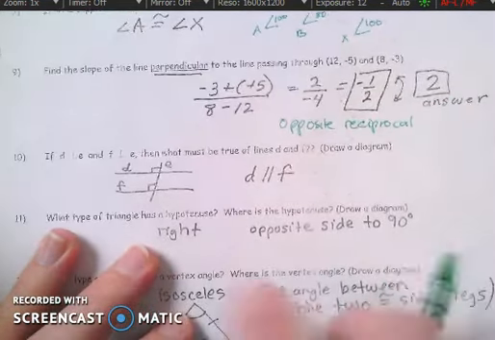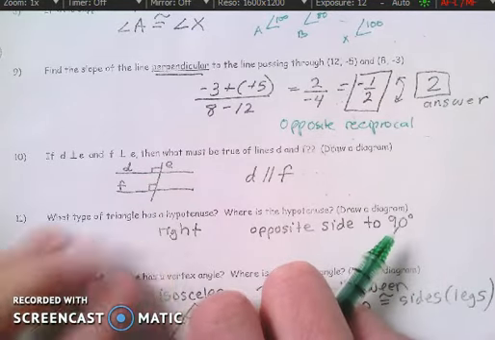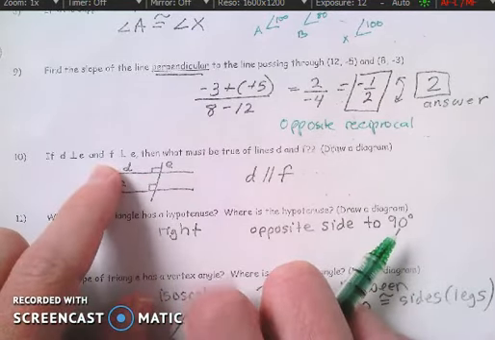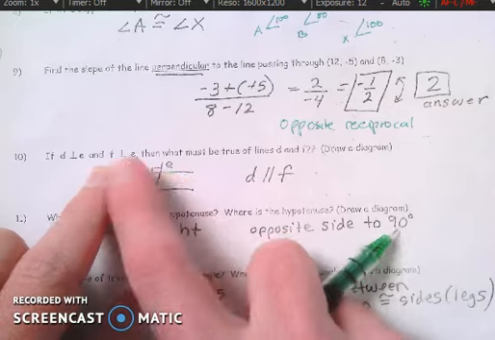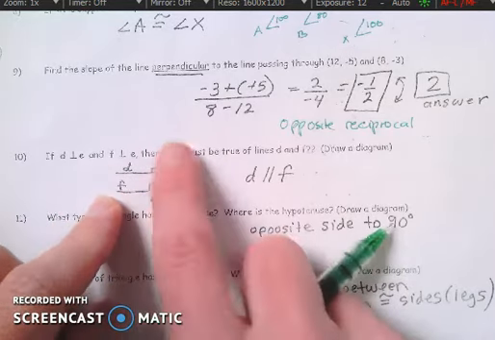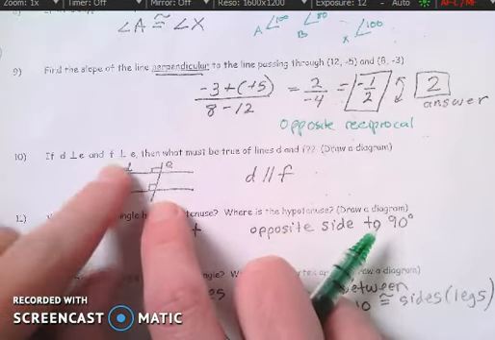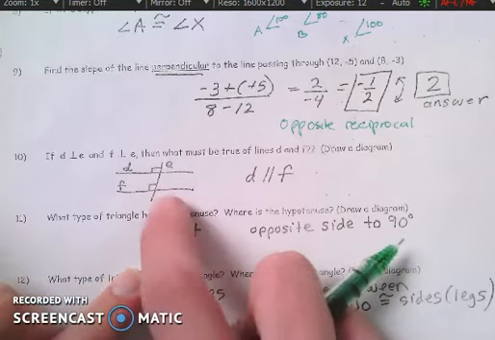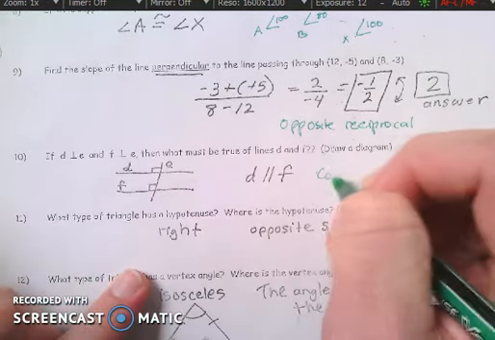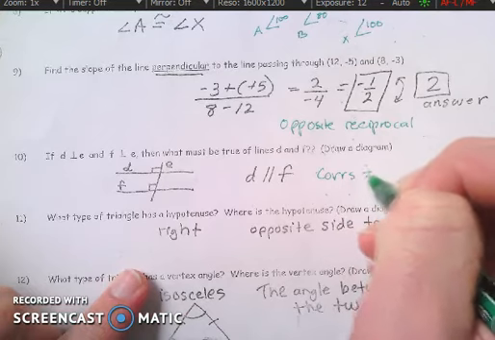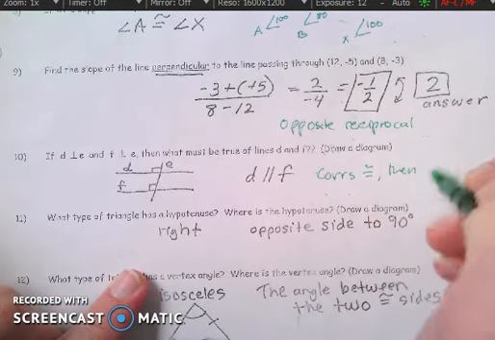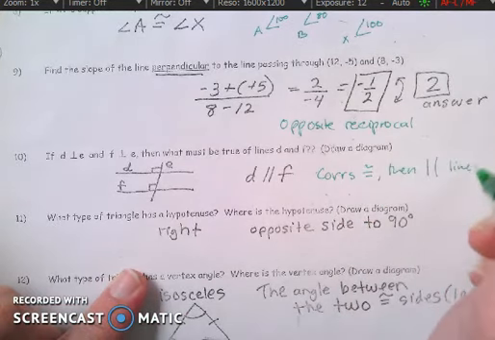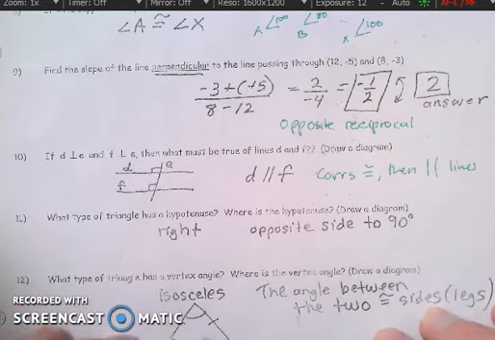Okay, this is a perfect little picture here. It says D is perpendicular to E, and F is perpendicular to E. What must be true? Well, D and F are going to be congruent, and that's because corresponding angles are congruent when the lines are parallel. Okay, so that's how we can tell that.